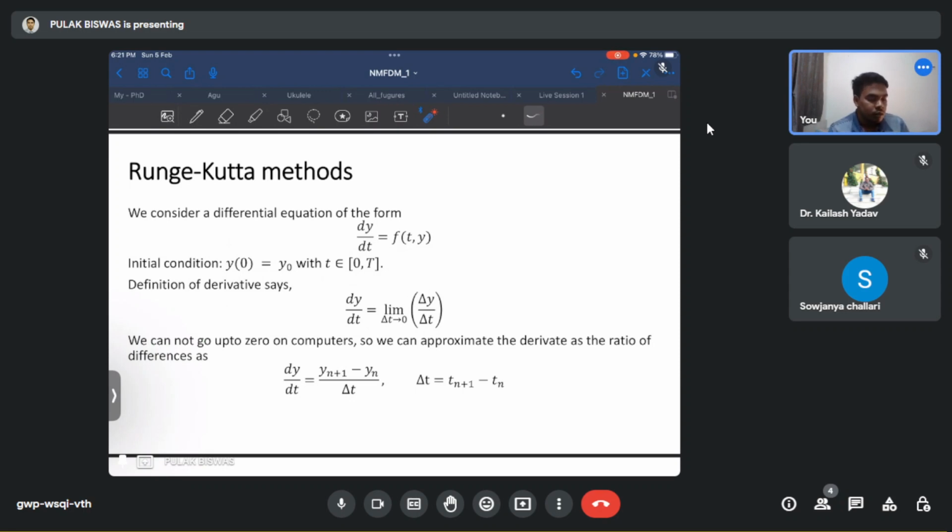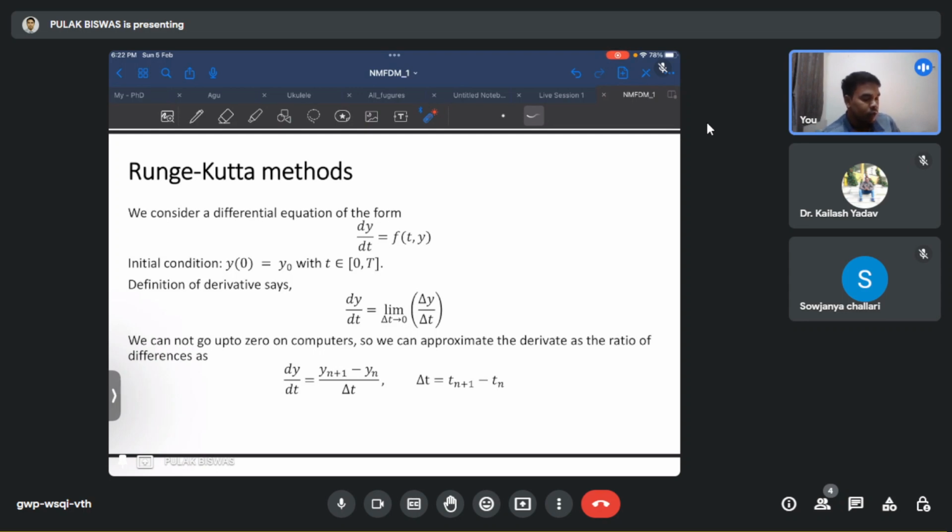Now, the definition of the derivative says that we can write the derivative as the ratio of the differences, delta y over delta t, where delta t is tending to 0. But as you know, we are dealing with numerical methods, so we will be mostly using computers. On computers we cannot reach the 0 limit. So infinitesimal and infinity are non-existent for computer languages.